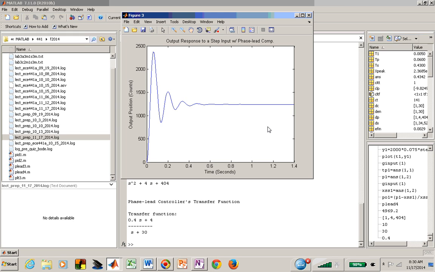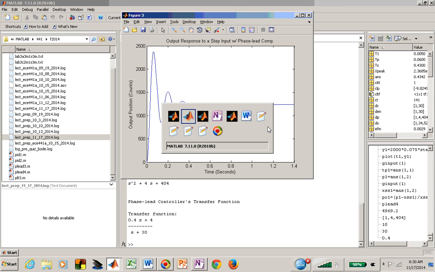What's the settling time here? Yeah, I would even say 0.6 maybe. That's better than 2.5, isn't it? So I have sped up my system response. I have accomplished that with my phase lead controller. I still have a tremendous amount of overshoot, don't I? Because I had a lot of imaginary piece to those dominant poles.